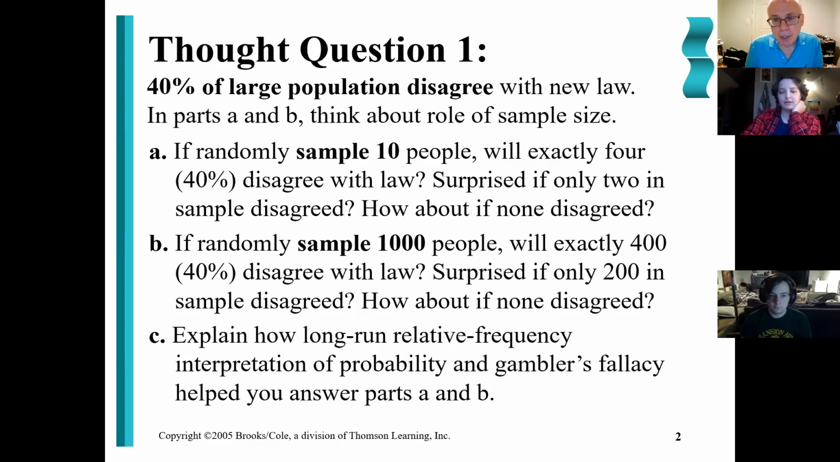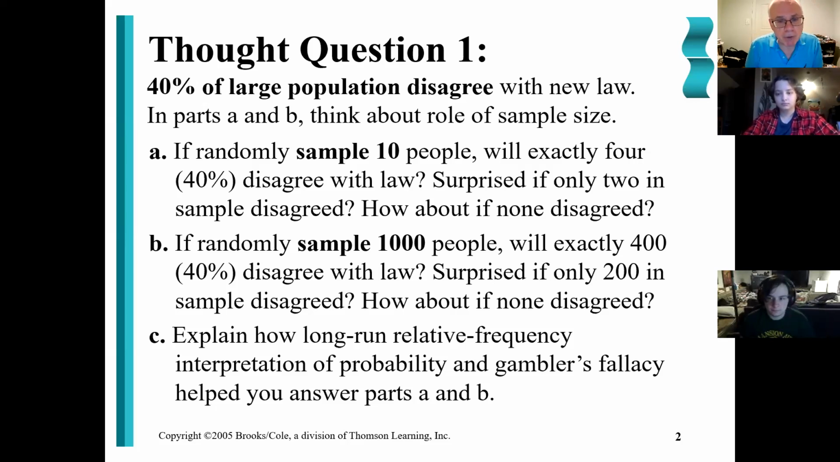You'd probably get something else. Yeah, you could get something else, right? You have anywhere from 0 up to 10 disagreeing with the law, and it's not totally without reason that you could get 0 out of the 10 who disagree with the law. Maybe all 10 disagree with it. It is possible with a sample of 10.